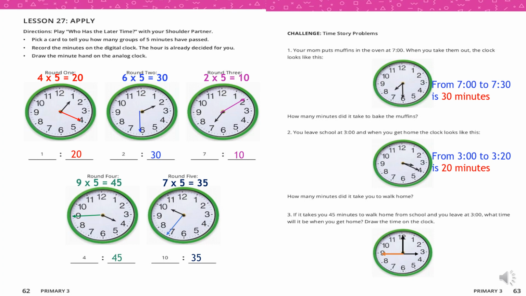So the long hand is referring to 9. And the short hand, it should be at 3? No, it should be between 3 and 4 because it's moving slowly to complete the turn. So it will be between 3 and 4. So 45 minutes means from 3 o'clock to 3:45.